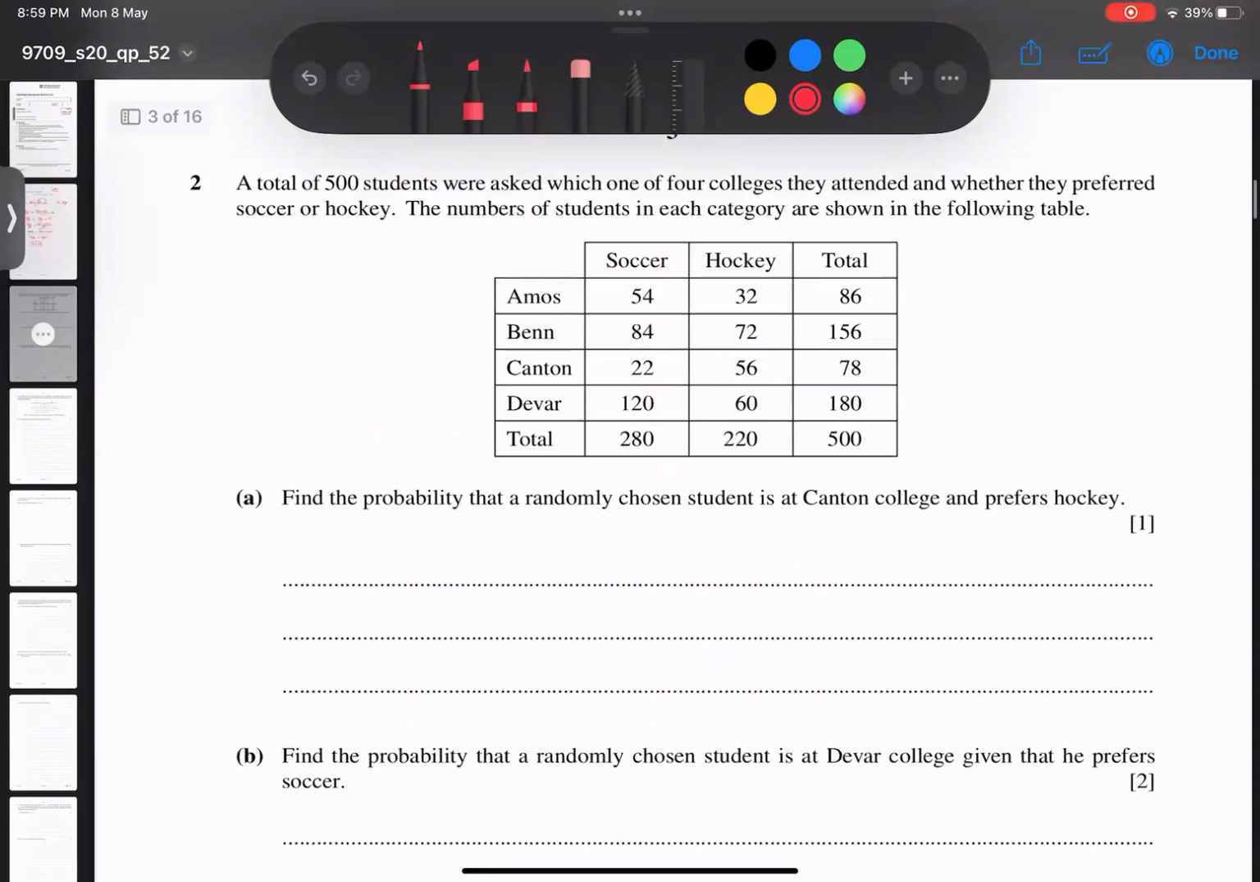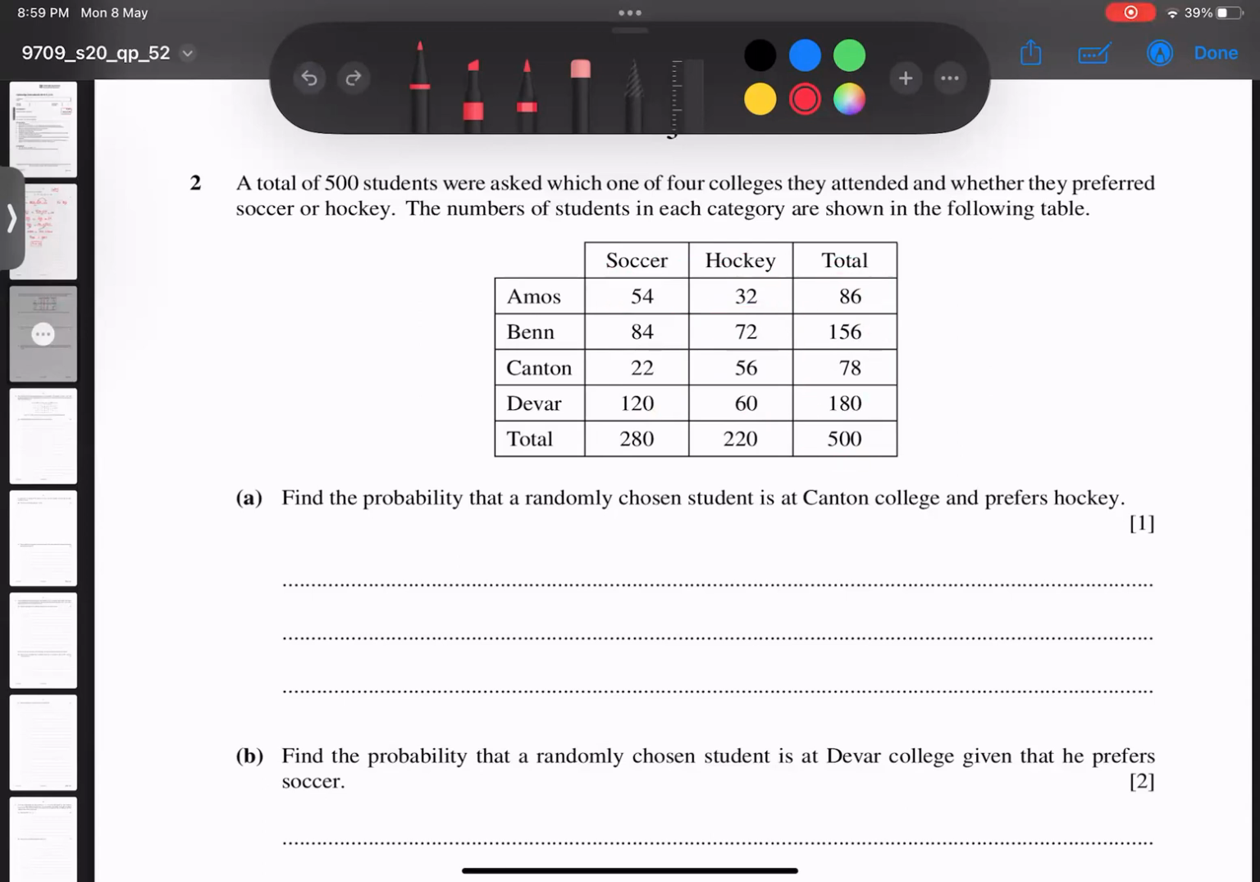Question number two. What story do we have here? He says there are 500 students in total. It means if you add all of these values, it gives you 500. You can see this one: adding all these, you get 280. Adding all these, you get 220. If you add them, you get 500. Same approach: add these two, you get these values, and add them all, they give you 500.